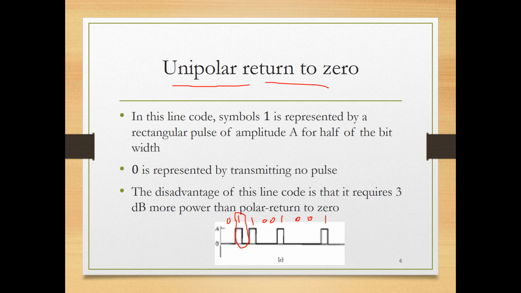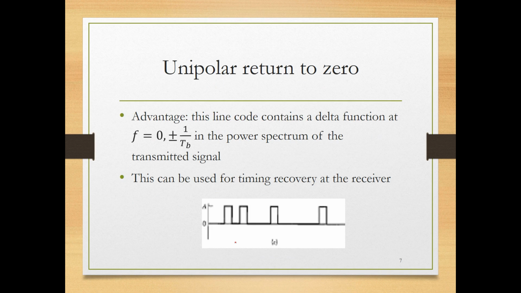The advantage of this scheme, on the other hand, is that this line code contains a delta function at f equal 0, plus or minus 1 over TB in the power spectrum. If you take the Fourier transform of this line code, you will find something like a delta at 0, at 1 over TB, at 1 over 2 TB, and so on and so forth. That's why this can be used for timing recovery at the receiver. It can be used as a clocking signal for recovering your communication.